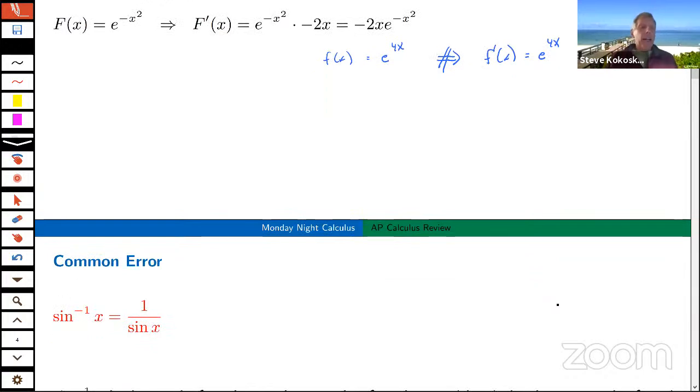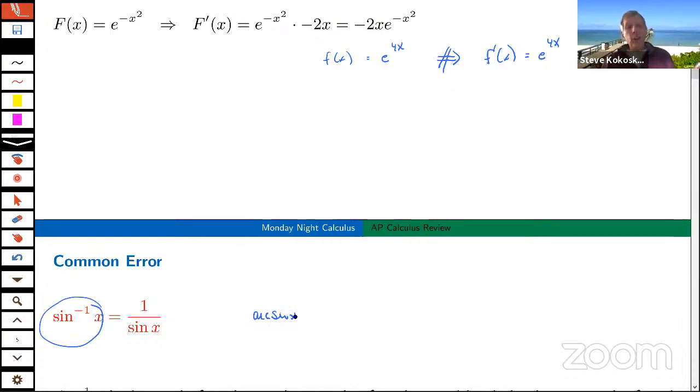Here's another common error. The sine inverse of x is equal to 1 divided by the sine of x. Sometimes students confuse that -1 up there with sort of a reciprocal. And that, of course, is not correct. This function right here is the arc sine of x.